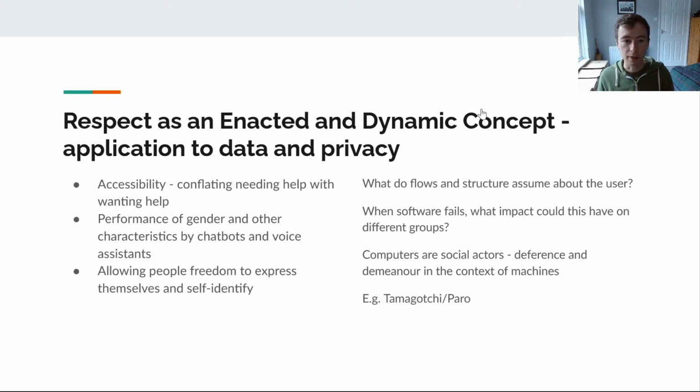Applying this to data and privacy, accessibility is a key area. It's very easy, and there's a great risk of conflating needing help with wanting help when designing accessibility features, particularly those that deploy themselves or suggest their own deployment, and also in the way that they are labeled and demonstrated to users. There's also the performance of gender and other human characteristics by chatbots and voice assistants, and the way that this impacts not only on the people who are using the system, but also on the groups who share characteristics that the system is performing.